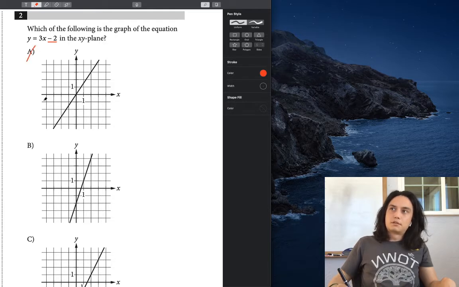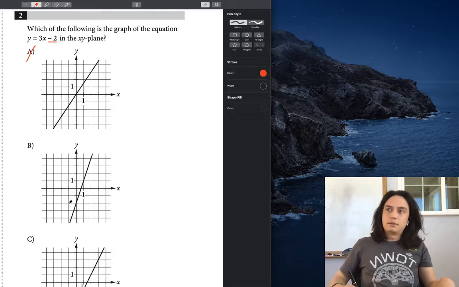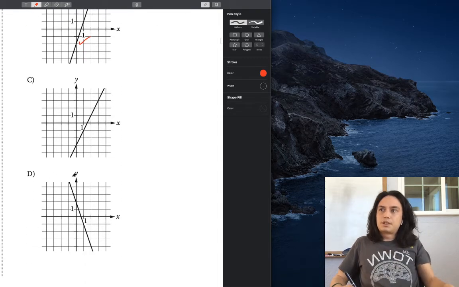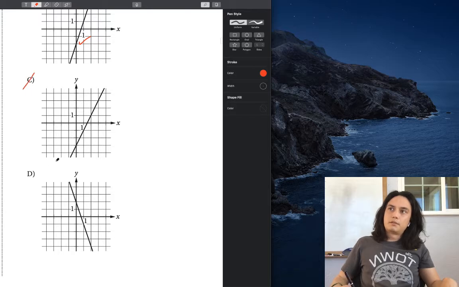So A is wrong because of that. A hits the y-axis at 0. How about B? Well, B is solid from that perspective. It hits the y-axis at the right place. This is -1, -2. Well, how about C? Oh, C is bad too, right? Well, because it's -1, -2, -3.